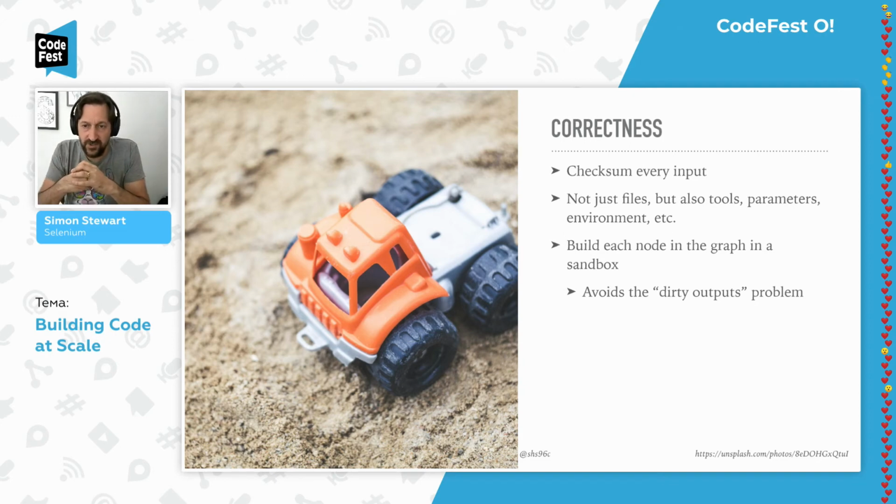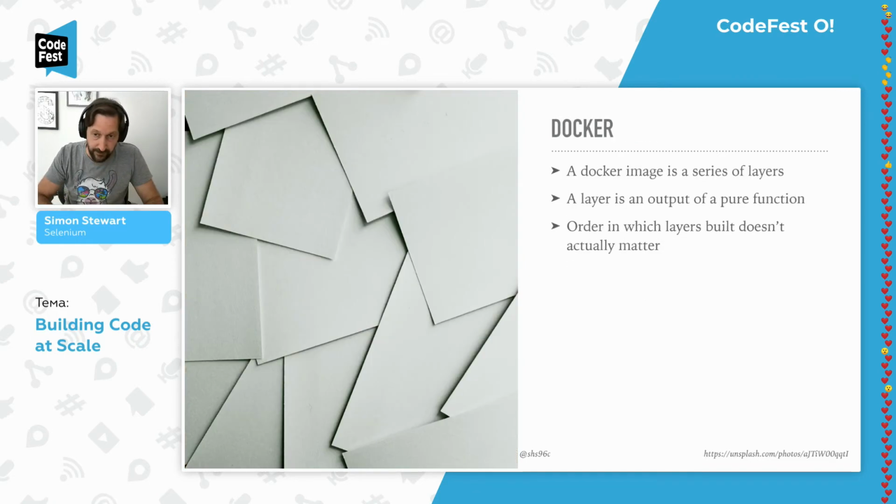And when I say each action should be a pure function, what I mean is same input, same output, right? So if the checksums of the inputs, including things like tools, parameters, environment, as well as files, haven't changed, then we should be able to assume that the output is the same. Now, in order to ensure that, what we should be doing is building each action, each node in the graph, in its own sandbox, in its own chrooted environment or Docker container. And that avoids the dirty output problem. If each time you do a build, you do it in a clean location, you're great.